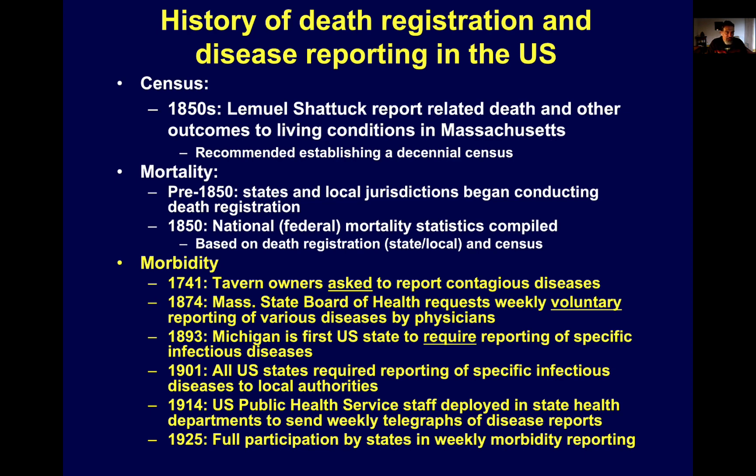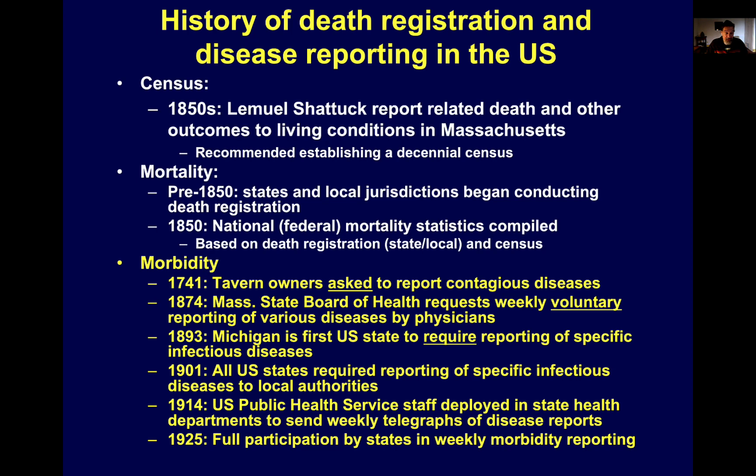Well, as early as 1741, one strategy was to ask tavern owners to report to health authorities when their patrons had contagious diseases. By 1874, the Massachusetts State Board of Health began requesting voluntary reporting of various diseases that were diagnosed by physicians. So physicians were expected to report individuals they diagnosed with certain diseases of public health significance. And in 1893, Michigan actually began to require reporting of these diseases.